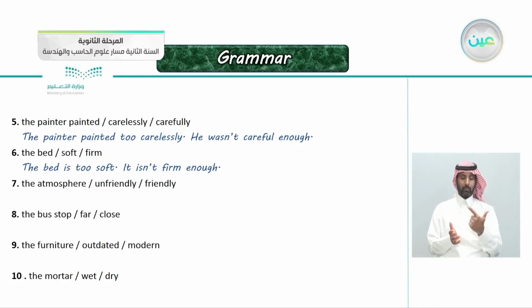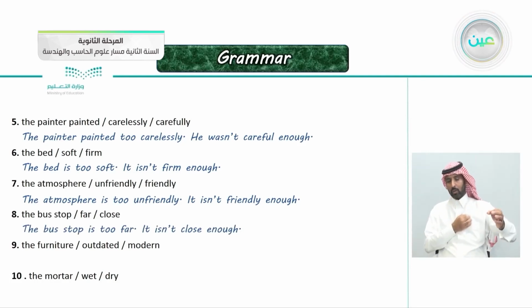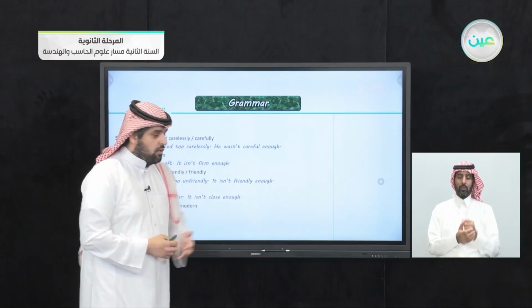Number 7, the atmosphere, unfriendly, friendly. So this is an easy one here. Very good. The atmosphere is too unfriendly. It isn't friendly enough. Number 8, the bus stop, far and close. So, yes, the bus stop is too far. It's not close enough. It's not close enough to walk to.